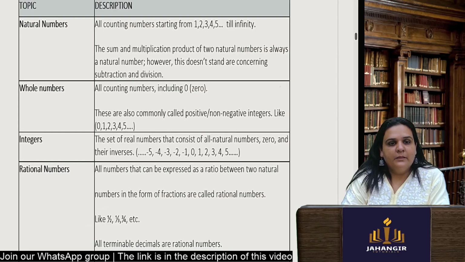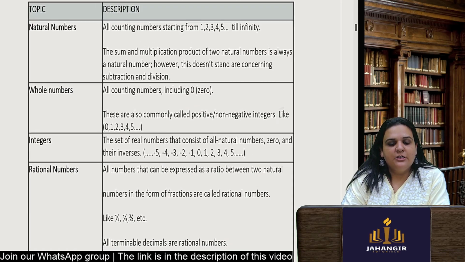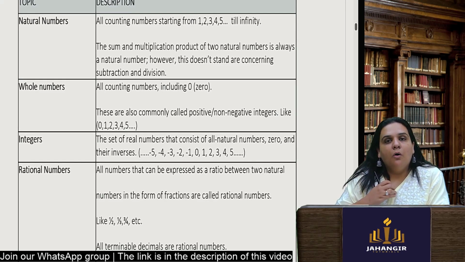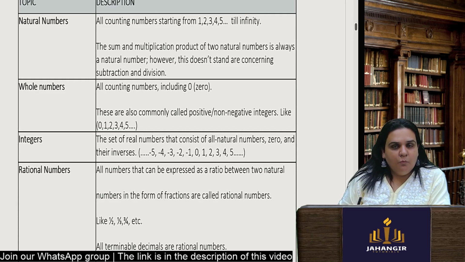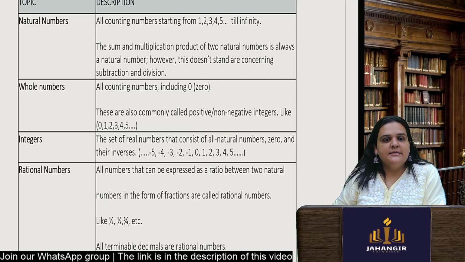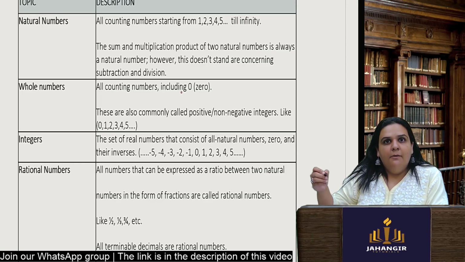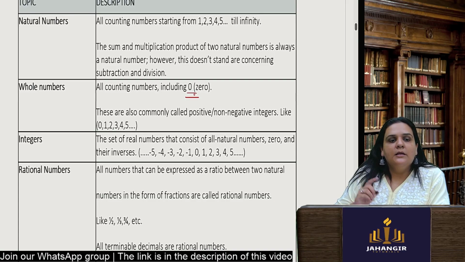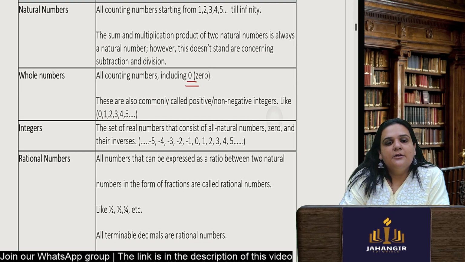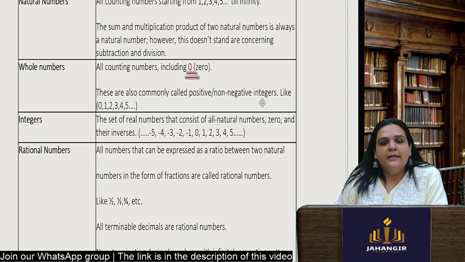Okay. So just again the description: when I'm talking about natural numbers, I'm talking about all the counting numbers, which begin from 1 till infinity. When I talk about whole numbers, it is nothing but all the natural numbers, but starting from 0, including a 0. All the counting numbers including a 0.